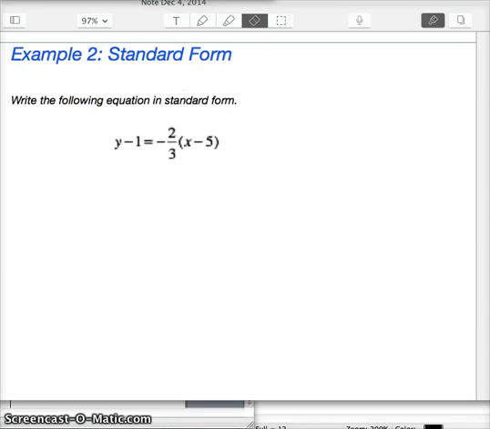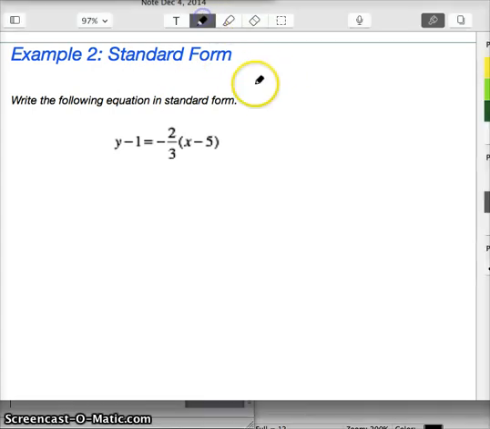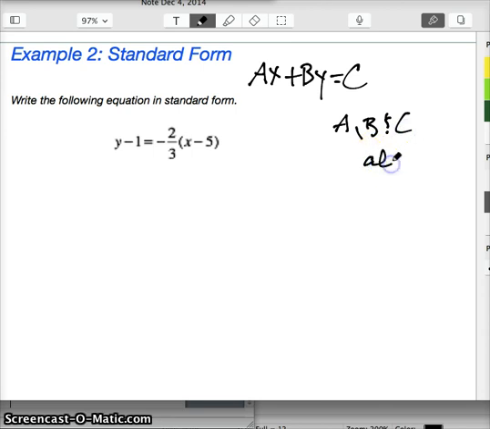Let's look at example 2. We're going to change this equation, which is currently in point slope form, to standard form, and I'm just going to write standard form up here so we don't forget what it is. Standard form is ax plus by equals c, where a, b, and c are all integers, okay? And integers we know are negative and positive whole numbers.